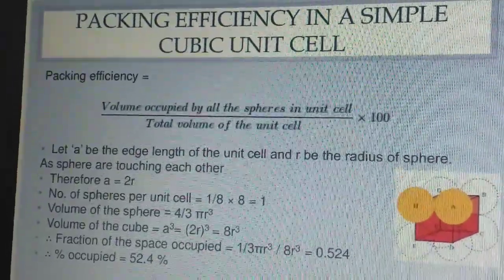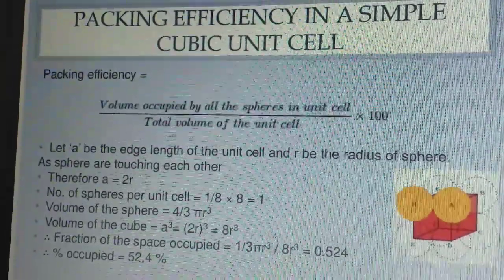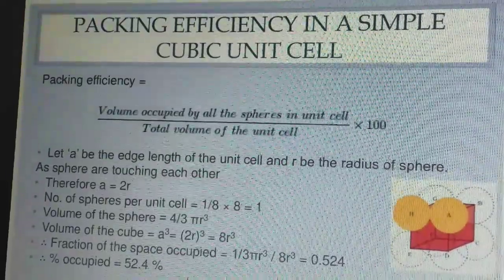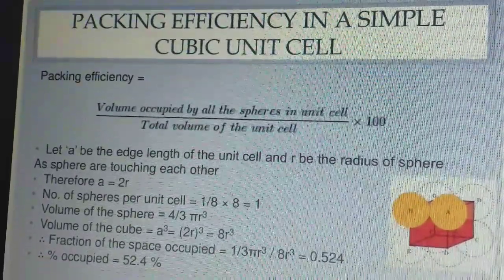The rest are empty spaces. Only 52.4% is occupied by the spheres in a simple cube.